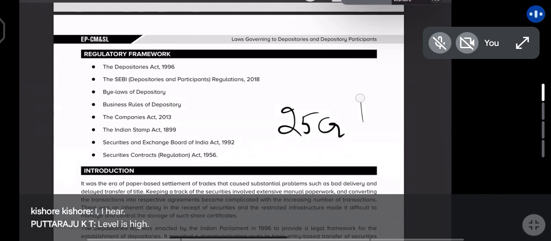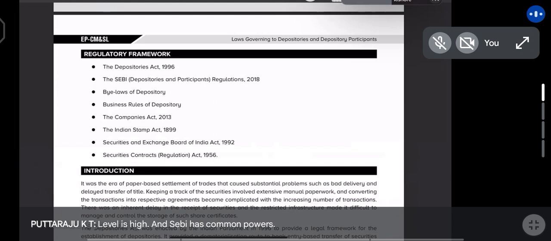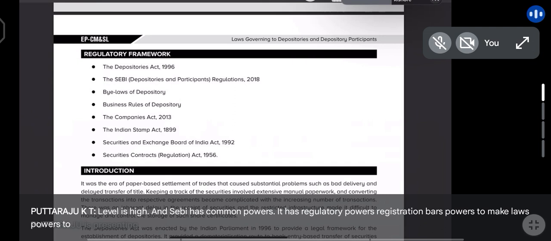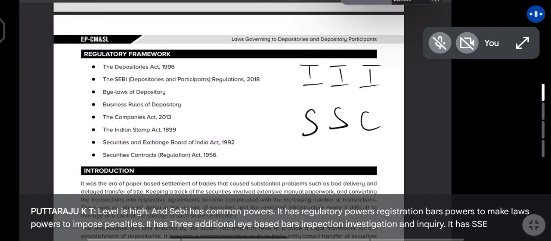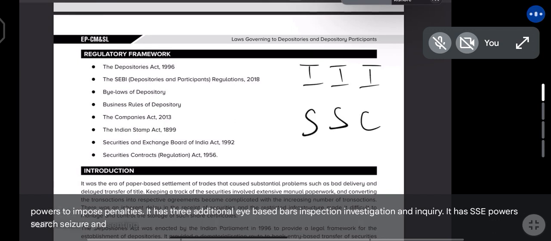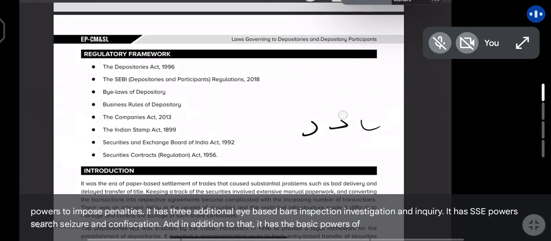And SEBI has common powers. It has regulatory powers, registration powers, powers to make laws, powers to impose penalties. It has 3 additional I-based powers: inspection, investigation, and inquiry. It has SSC powers: search, seizure, and confiscation. And in addition to that, it has the basic powers of any other quasi-judicial authority.